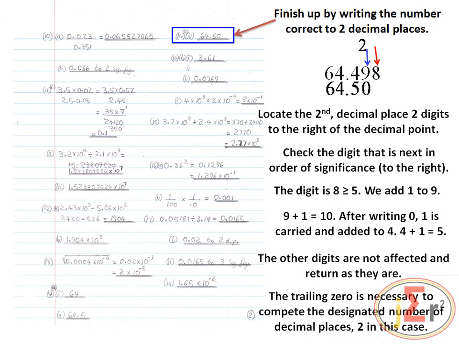The trailing 0 is necessary in this particular case to complete the designated number of decimal places, and the number of decimal places that were suggested by the statement of the problem is 2. So 2 decimal places. We cannot throw away this 0 because, although it does not contribute to the value of the number, it is contributing to the required number of decimal places. And do not forget, in the case that we have 9 plus 1, 0 carry 1. So we'll have to do that like in normal arithmetic.